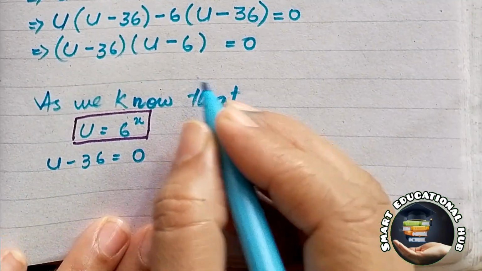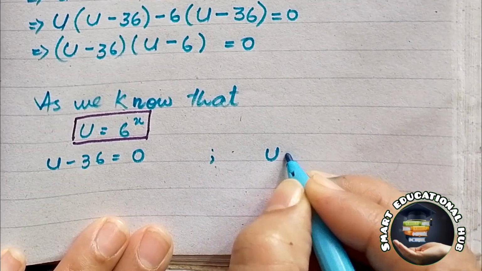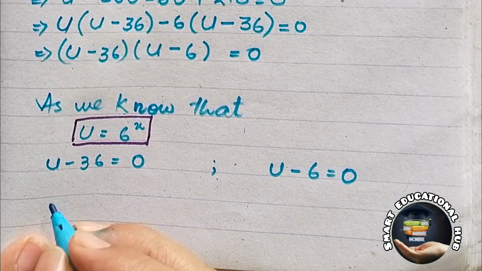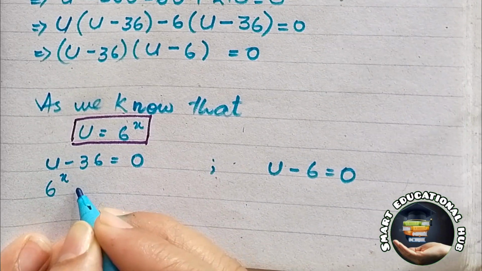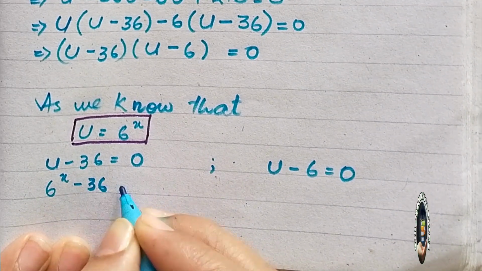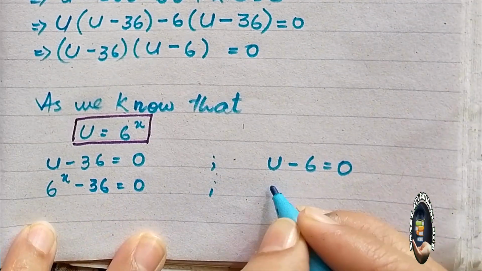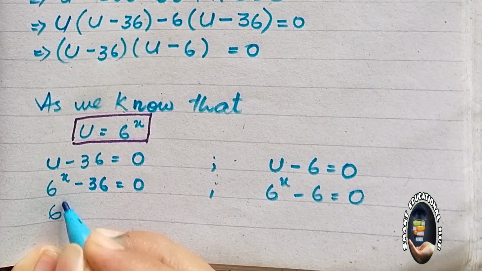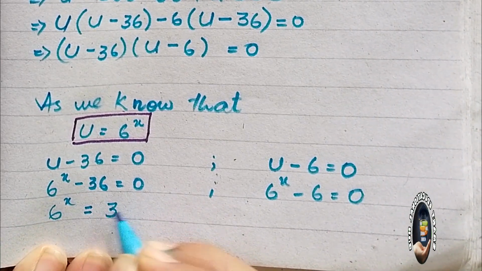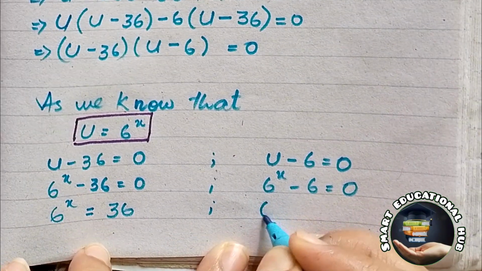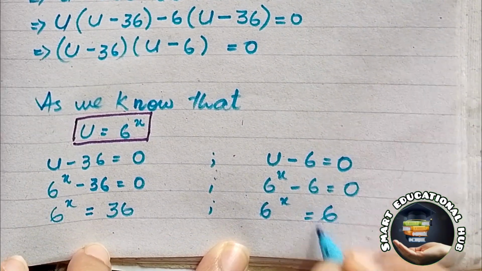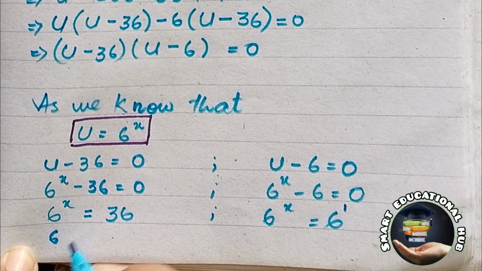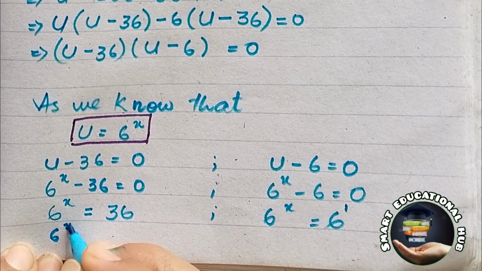So first our solution is u minus 36 is 0, and the other is u minus 6 equals to 0. As we know that u is equal to 6 to the power x, so 6 to the power x minus 36 equals to 0, and in this term 6 to the power x minus 6 equals to 0. So 6 to the power x equals to 36, and 6 to the power x equals to 6. Here where we didn't write the value of power, it means 1.